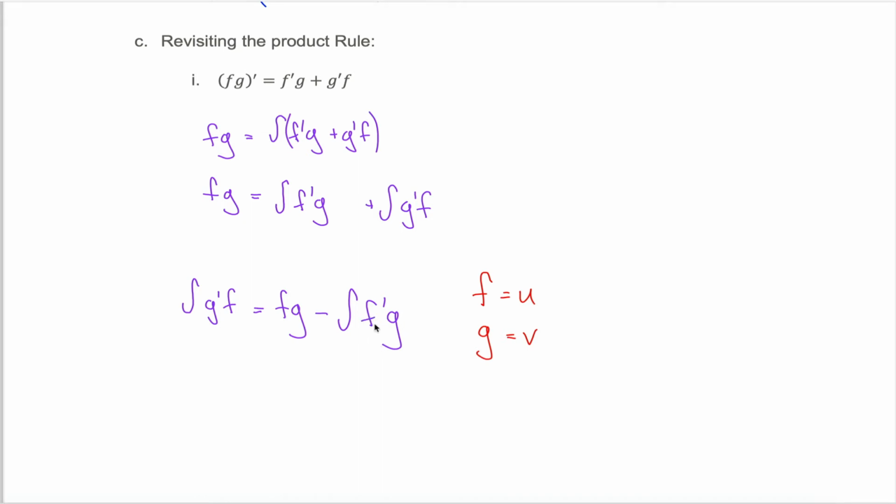Instead of writing u prime in place of this f prime here, we're going to write the primes with the letter d. So instead of writing f, I write u. Instead of writing f prime, I write du.